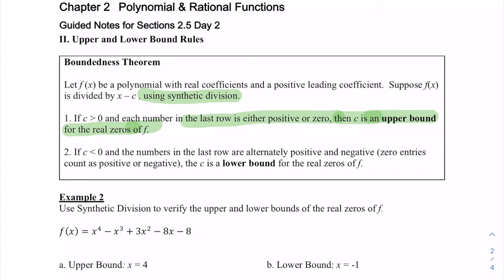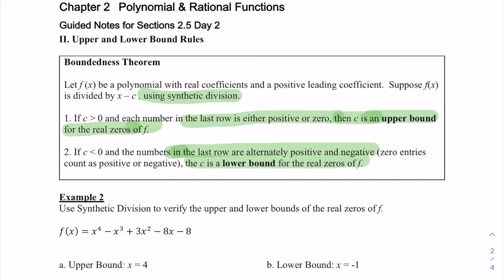If you use a number that's less than 0 and it creates a last row that alternates between positive and negative, that value is the lower bound, meaning that there will be no values less than that value that are real zeros for f.